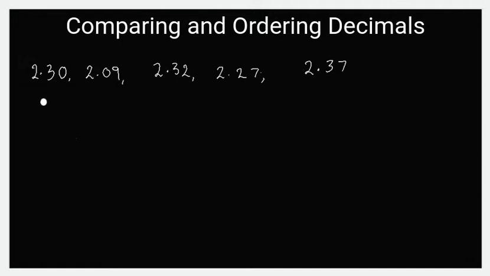Just check the place value, compare the digits at the place value, and start from the least to the greatest if you're ordering from the least to the greatest. So let's order from the least to the greatest right here.